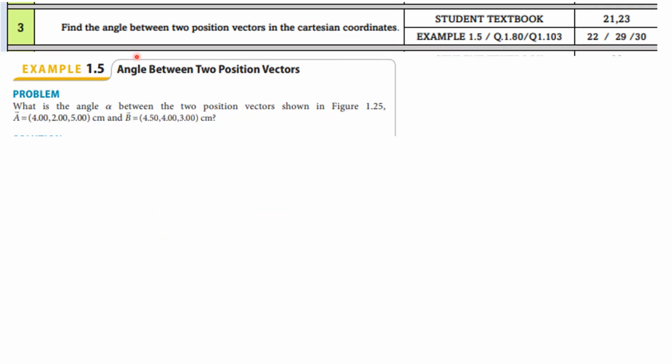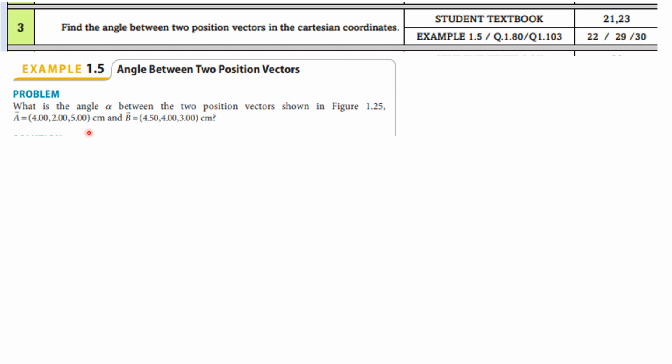What about this point? We have to find the angle between 2 position vectors in the Cartesian coordinates. So here it's asking us to find not only the magnitude but also the angle. So they gave us 2 vectors A and B in 3 dimensions. How do I know? Because vector A has 3 components, 4, 2 and 5.